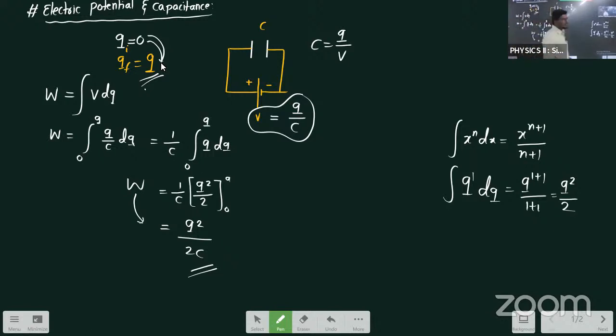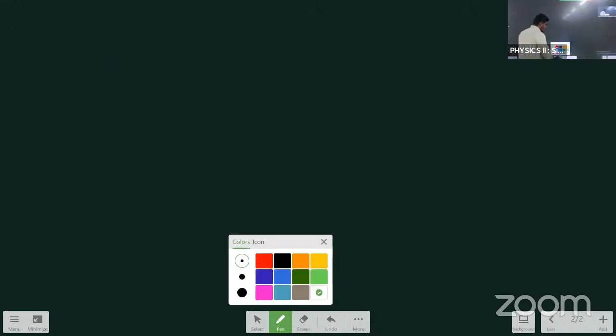Let us move on to the next chapter, that is atoms. Again, a very important chapter for 4 marks answers or short answer type questions. The chapter which we are going to discuss today is atoms.